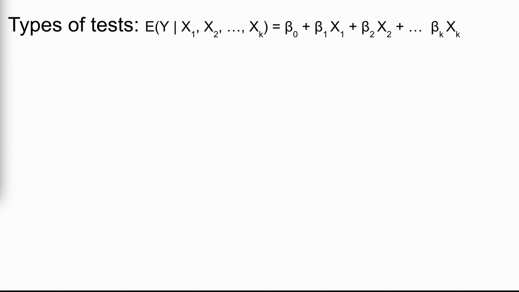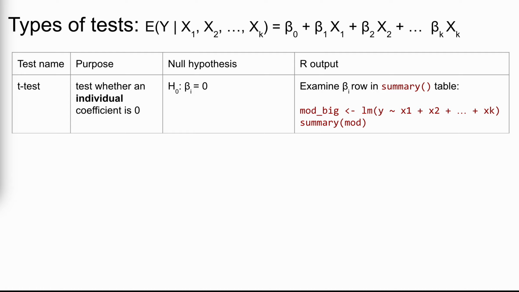To conclude, we've explored 3 types of tests in this video. The first is the more familiar t-test, the purpose of which is to test whether a specific individual coefficient is 0. In R, we perform this test by fitting the model of interest, obtaining a model summary, and checking out the corresponding row in the summary table of coefficients.